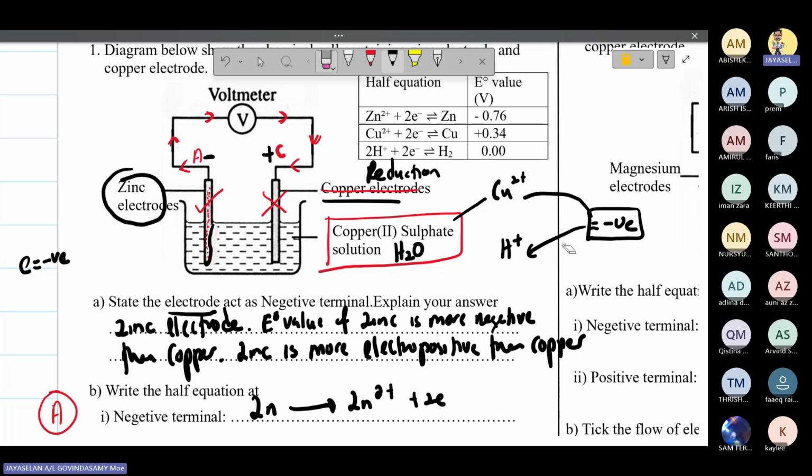Who will accept the electrons? You have to see the E naught value. This is positive 0.34. This is 0.00. The cathode always chooses the higher E naught value. Who is higher? Copper(II) ion, the blue colour ion.